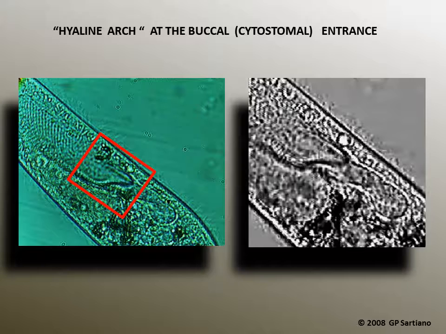And here is the target, the orifice of the cytostome. In some textbooks, it is said that this cannot be easily seen without silver stain. However, it is easily seen here as a refractile, rigid-appearing arch.